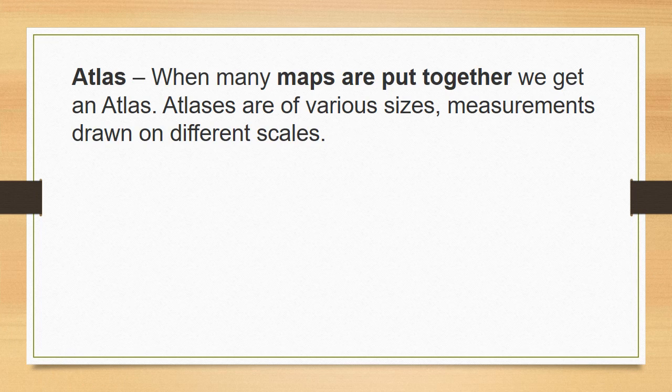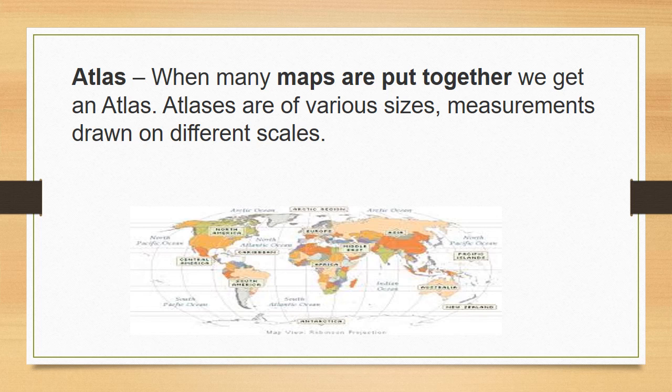atlas. So, what is an atlas? When many maps are put together, we get an atlas. What is an atlas, my dear children? When many maps are put together, we call that an atlas. Atlases are of various sizes, measurements, and drawn on different scales.